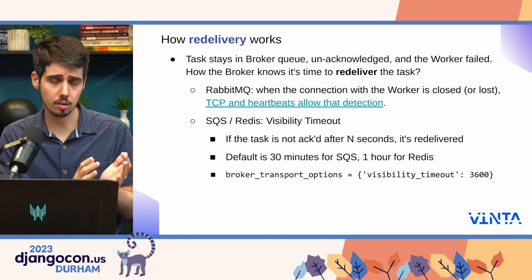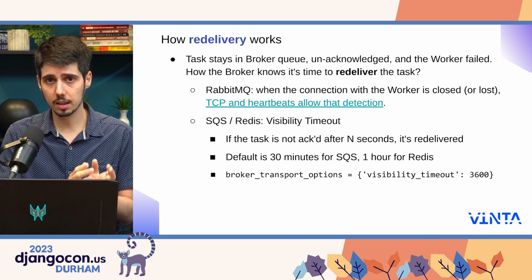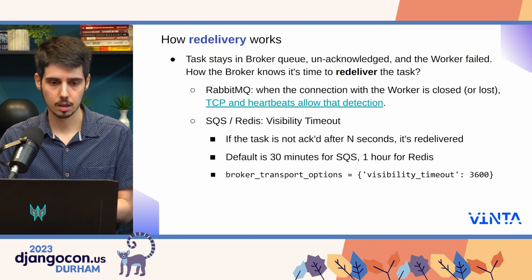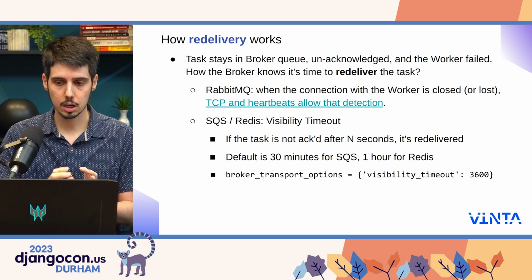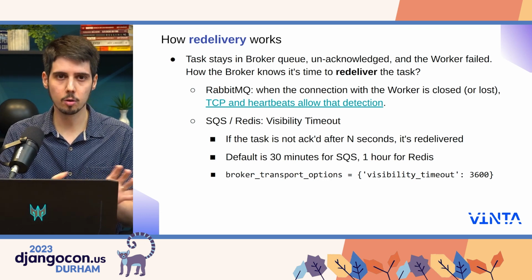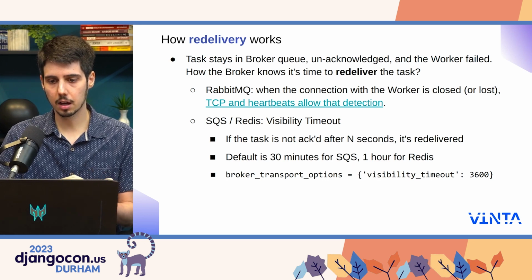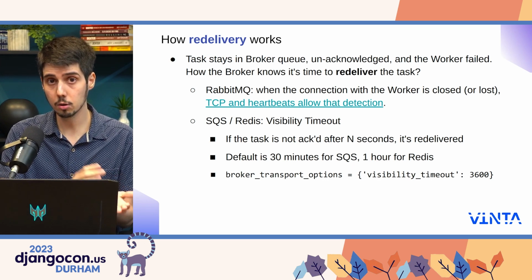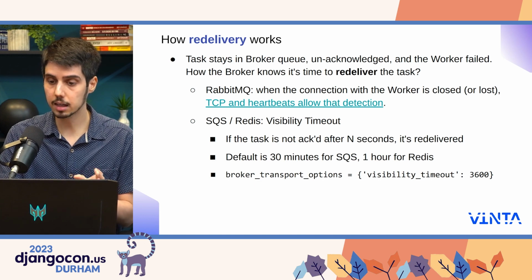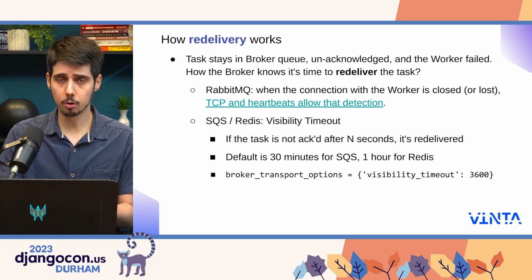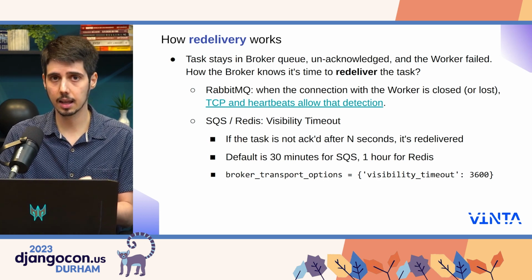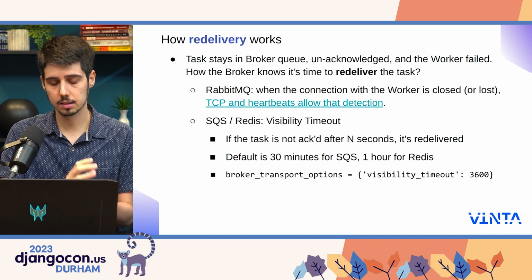If the task stays on the broker, how does it know it needs to redeliver the task? On RabbitMQ, this is kind of automatic. You don't have to do anything about it. You just have to ensure that you have basically the default RabbitMQ configuration. That means you have a TCP connection and heartbeats between the broker and the worker. So if this connection is closed, RabbitMQ, your broker, will know that the worker has died and it needs to redeliver the tasks that this worker had got.